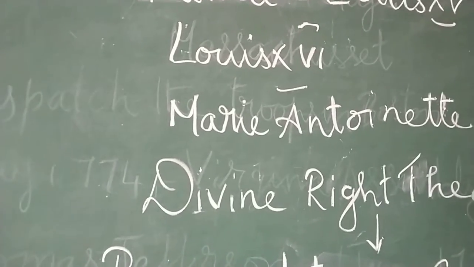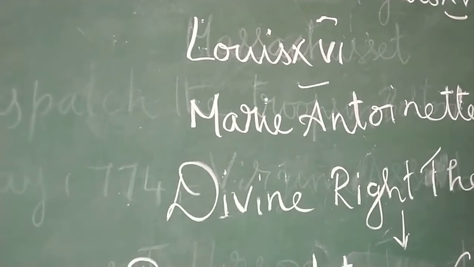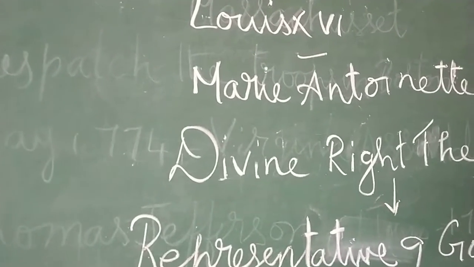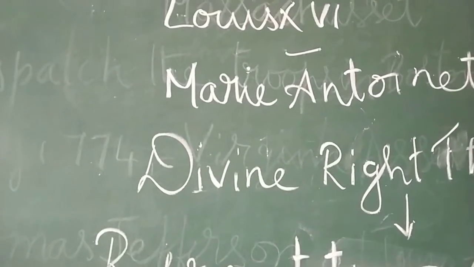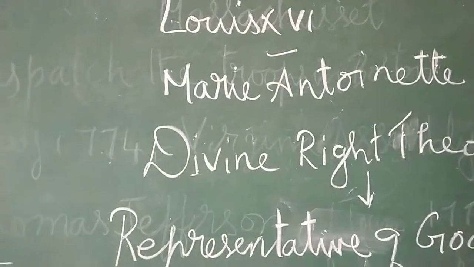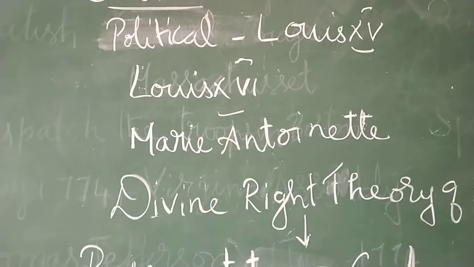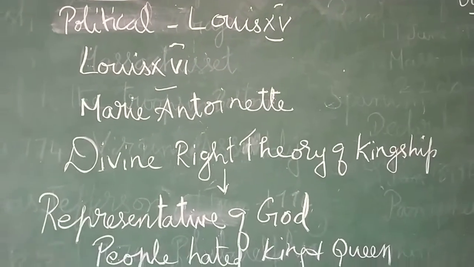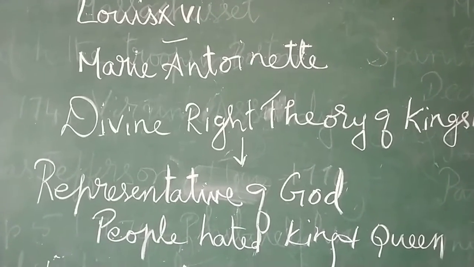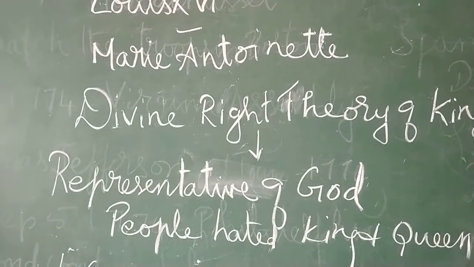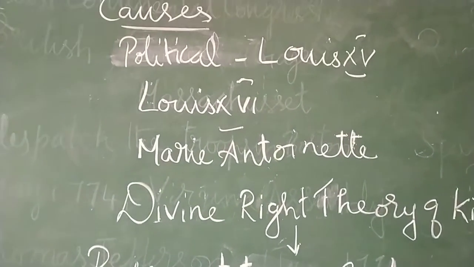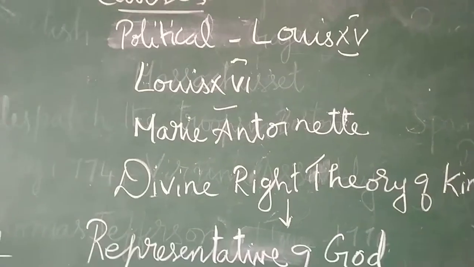During the period of Louis XVI, he was under the control of Queen Marie Antoinette, who lived a luxurious life, and the people believed in the divine right theory of kingship. That means the king is a representative of God. But it was the opposite. The people hated the king and the queen. These are the political causes for the French Revolution.